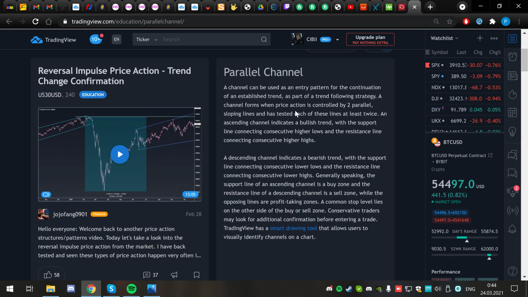A channel forms when price action is controlled by two parallel sloping lines and has tested each of these lines at least twice. Okay, so this is the rule. This is a very important rule. You must test each line at least twice. Then you can make a trend line or parallel channel, which is made from this.